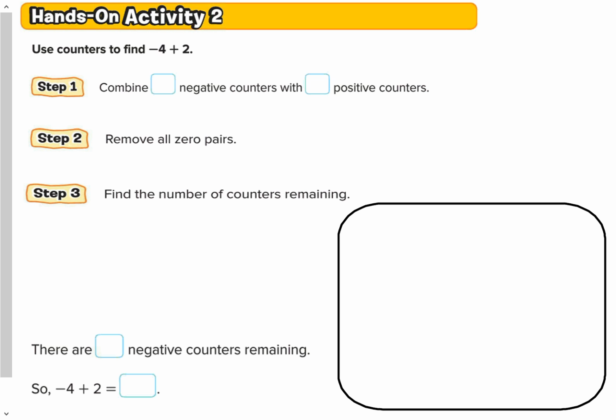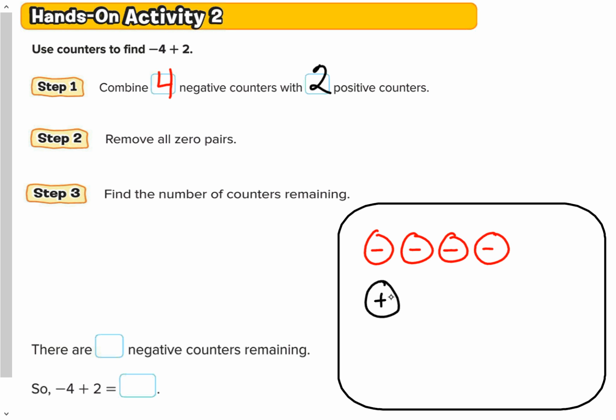Here's hands-on activity 2. Use counters to find -4 plus 2. So here we're going to combine 4 negative counters with 2 positive counters. Alright, so first we're going to combine 4 negative counters. So 1, 2, 3, 4. Then we're going to combine 2 positive counters. So I'm just going to have 2 circles with positives in them.